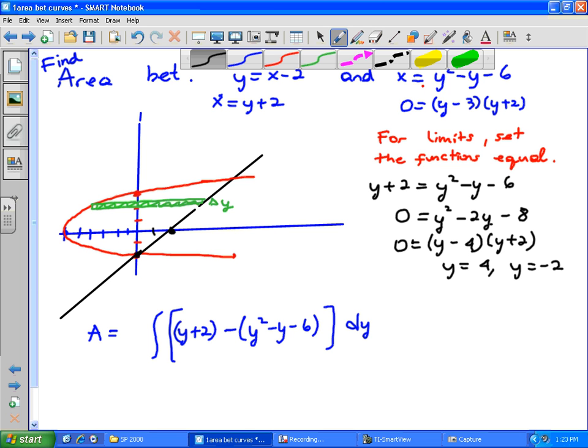Does that make sense, roughly speaking, based on our graph? It looks like, yes, exactly. They do intersect at negative 2 that we could see. And the other one does make sense on this graph. It looks like they're intersecting at positive 4. So the limits of integration will be from negative 2 to positive 4.